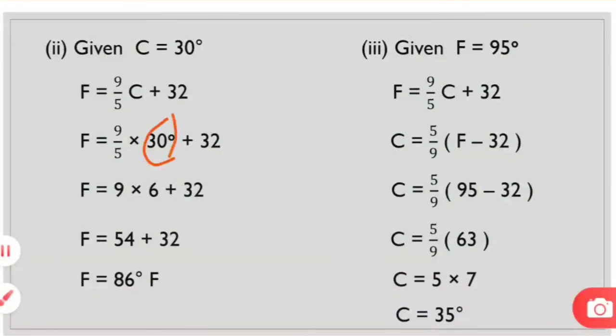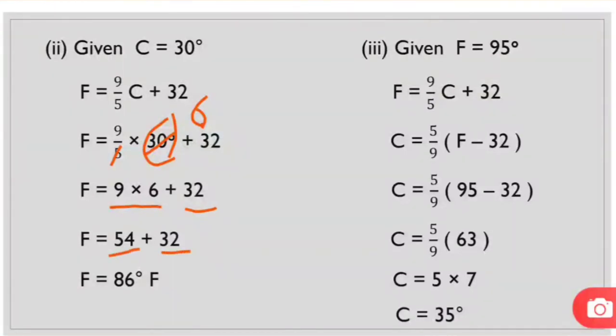Here you can cut 5 and 30, that is we'll get here 6. So 5 sixes are 30. So we'll get F equal to 9 into 6 plus 32. That is 9 into 6 is 54 plus 32.